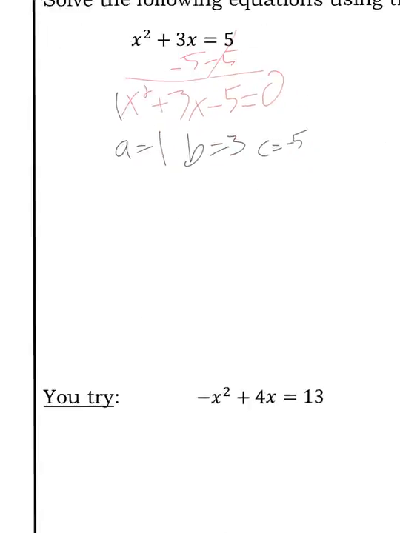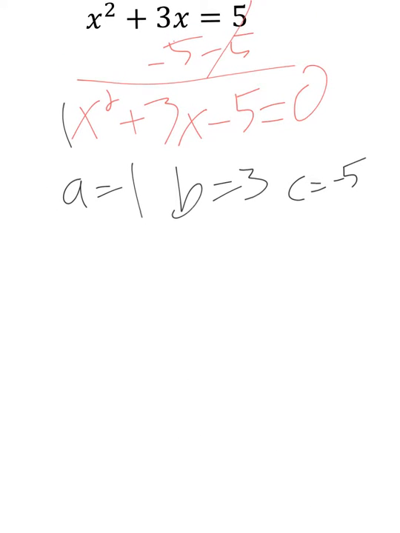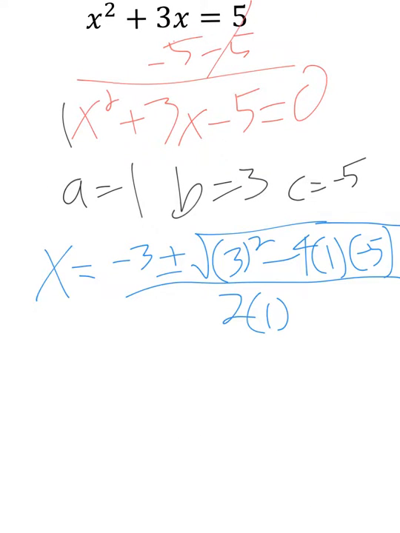So let's just get back to this. So it says x equals negative b plus or minus the square root of b squared minus 4ac all over 2a. So negative b means flip the sign. So my b was positive. Negative b is now negative 3.